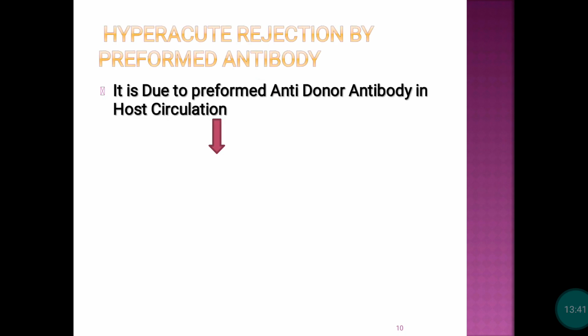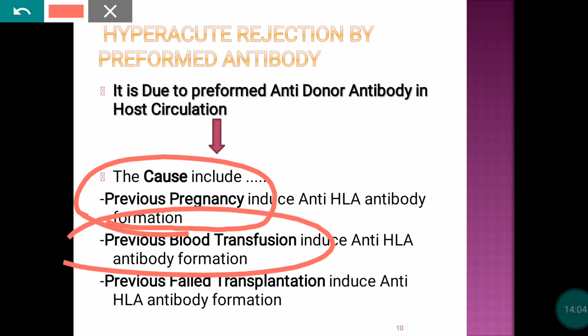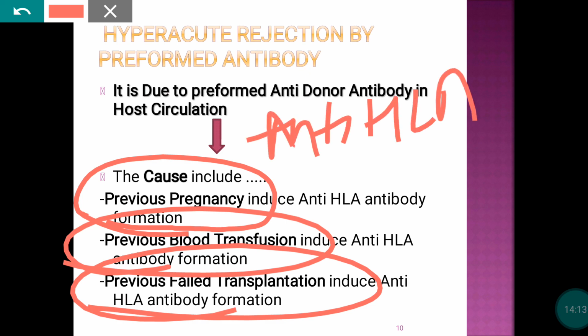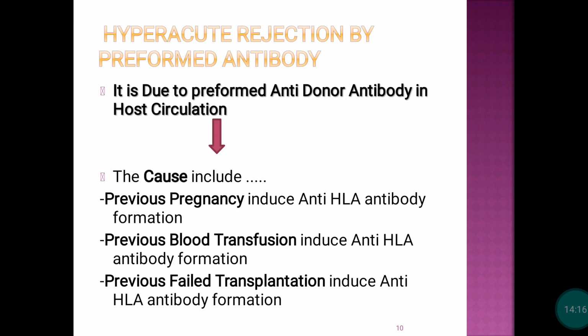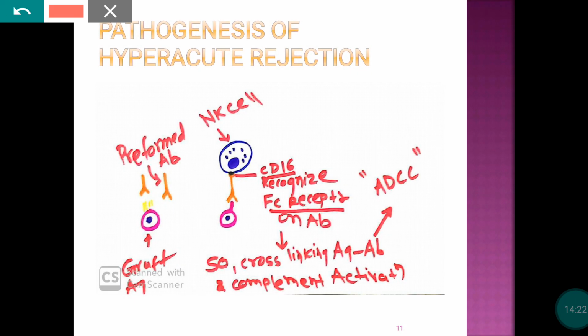Now I will teach you hyperacute rejection by the preformed antibody. Now sometimes what happens? You already have the preformed antibody against the graft antigen. So that is the mechanism in the hyperacute rejection. Now when can you have such preformed antibody? The examples are because of mismatch HLA in the previous pregnancy, because of previous blood transfusion, or the previously failed transplantation. In such conditions, anti-HLA antibodies sometimes can already be formed. So that can be the responsible factor. So this is the mechanism how the hyperacute rejection will work.